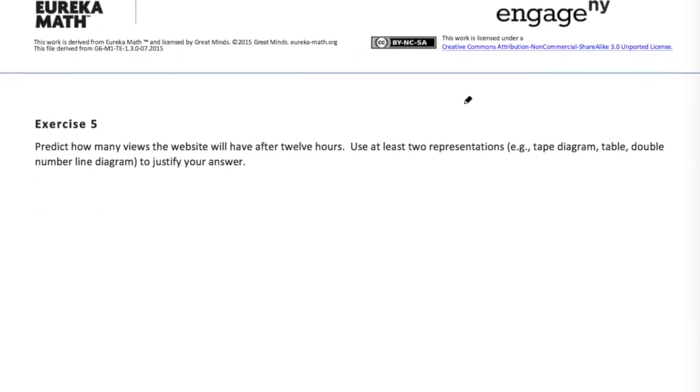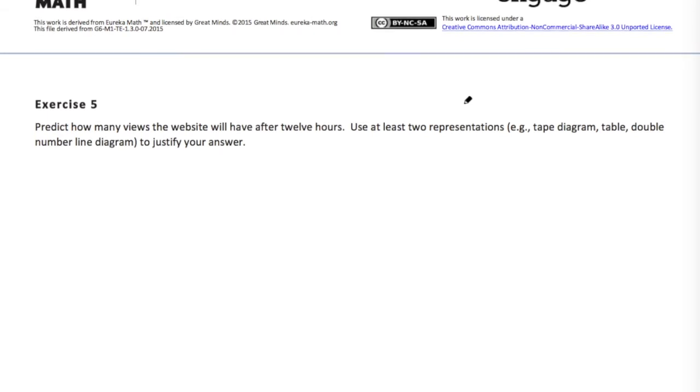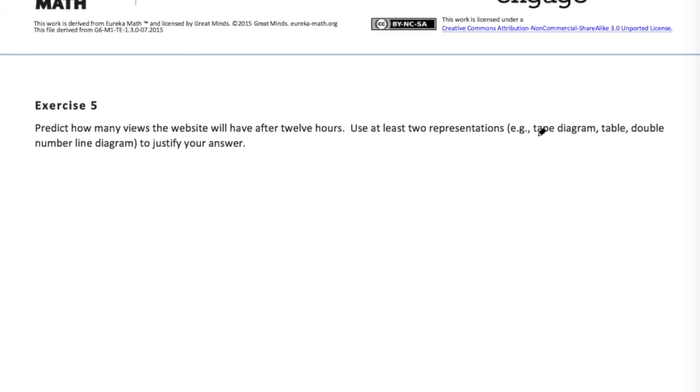It says, predict how many views the website will have after 12 hours. Use at least 2 representations, and it gives us some examples. Tape diagrams, we haven't done those in a while. A table, a double number line. So let's go ahead and show a couple of these other examples. Let's go and do a tape diagram.